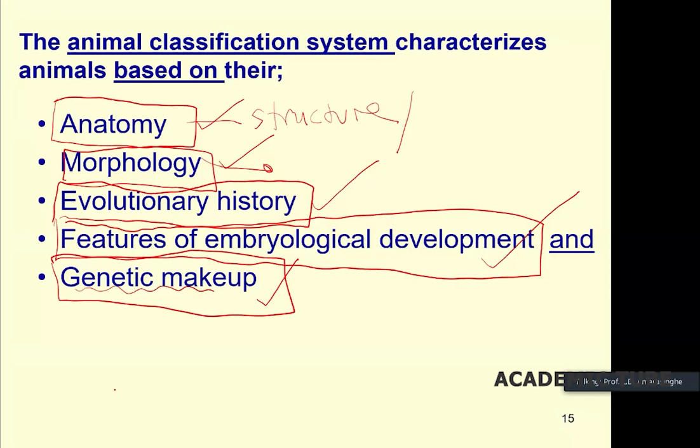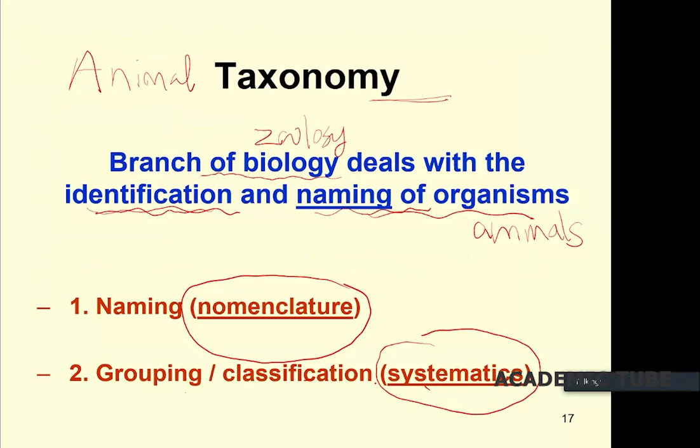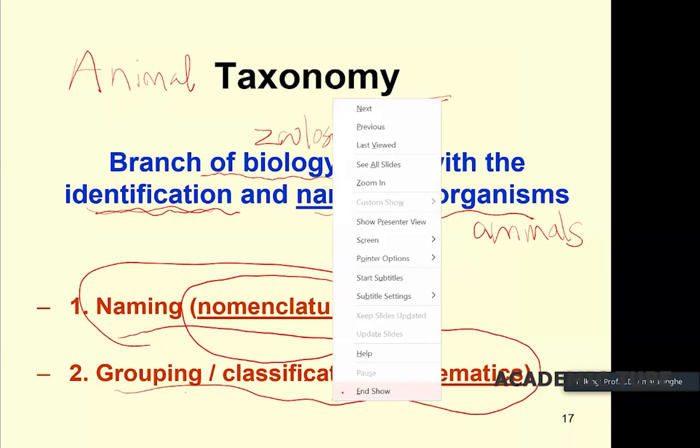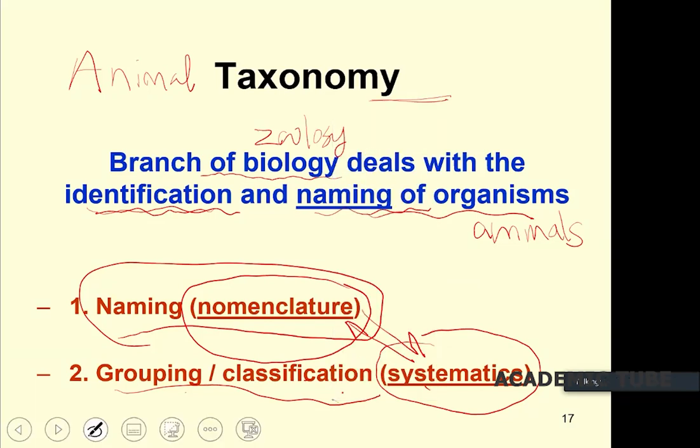We are going to classify the animals. We call it systematic classification. So systematics and nomenclature go together. That is how we are going to describe an individual animal or name an individual animal. So taxonomy is identification and naming of the organism, this part. Once we name the individual, we should be able to classify the individual. That is systematics.